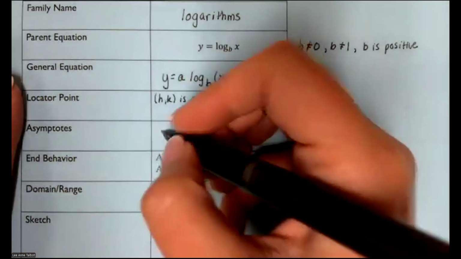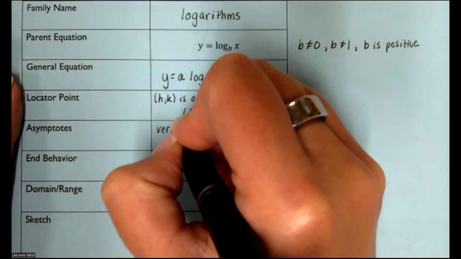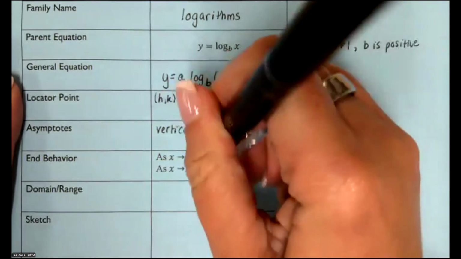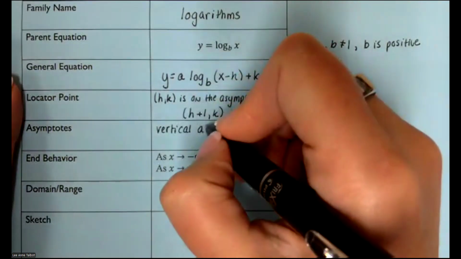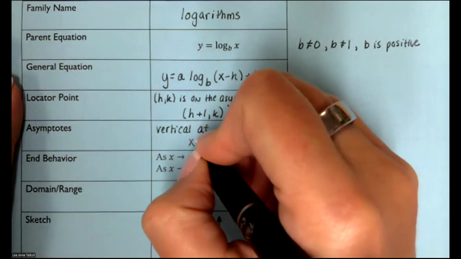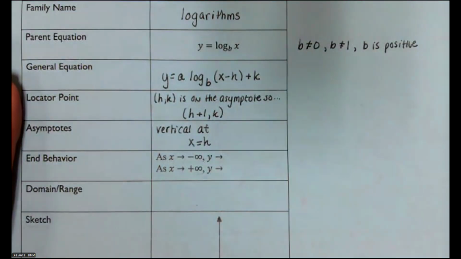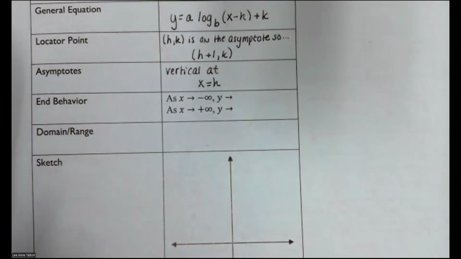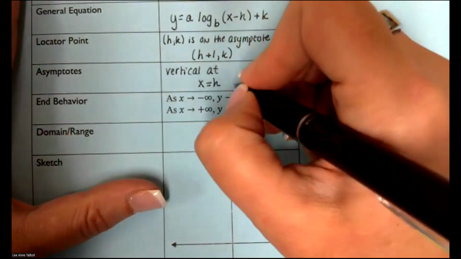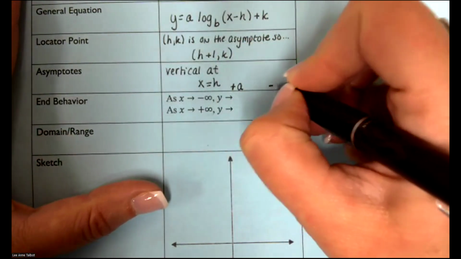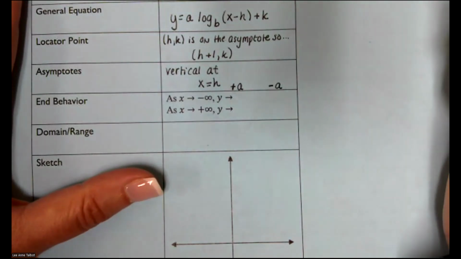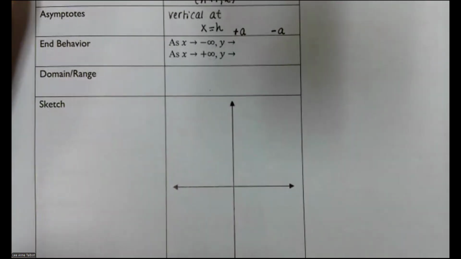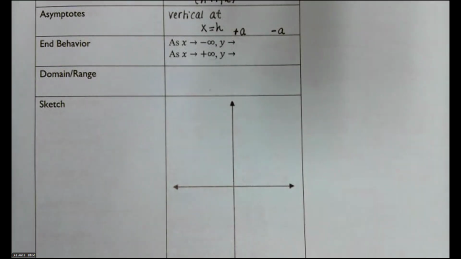All right. Asymptotes. Vertical at, what do you think? H. The whole plus 1 is to get it off of the asymptote. Okay. Now, end behavior, there's two options depending on if you have a positive A or a negative A. And we're going to stop that conversation right there and do our sketch.